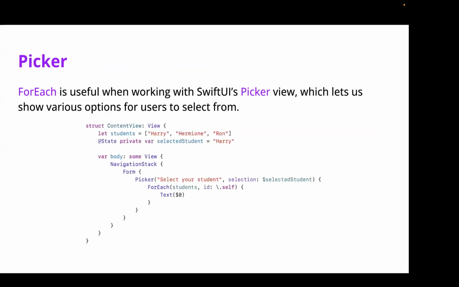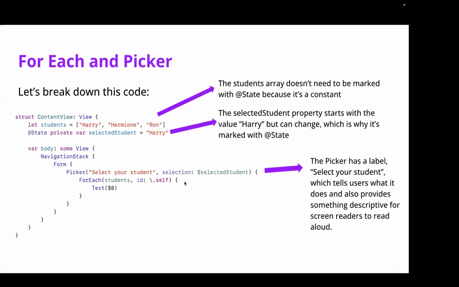Another thing we'd use is Picker. ForEach is really useful with SwiftUI's Picker view, which allows you to show various options for users to select from. Right here in this code, you can see that inside the Form we have a Picker, and inside the Picker we have a ForEach loop. We're going to go through how you can use them together.